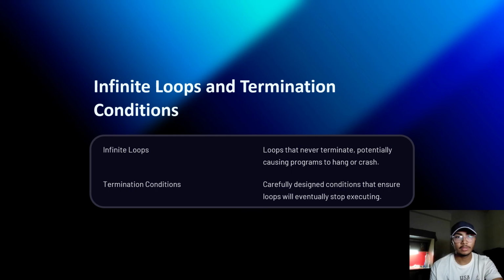Infinite loops and termination conditions. Infinite loops: loops that never terminate, potentially causing programs to hang or crash. Termination conditions: carefully designed conditions that ensure loops will eventually stop executing.